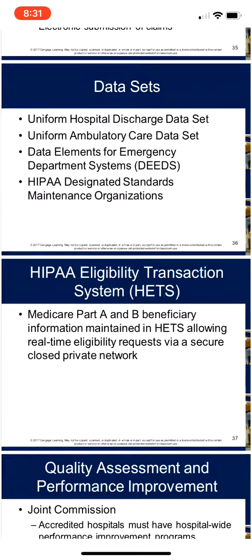But in 2013, CMS announced a transition from that prior Common Working File eligibility functions to the HIPAA Eligibility Transaction System, HETS, to work within a new 5010 transaction standard. So Medicare Part A and Part B beneficiary information is maintained within the HETS system, allowing real-time eligibility requests for coverage using a secure, closed private network to communicate with the CMS data center or via the CMS extranet.